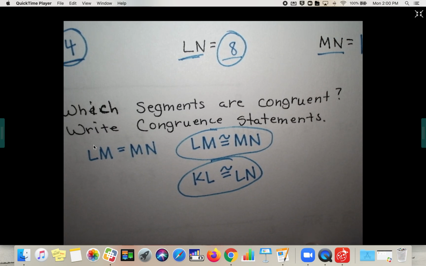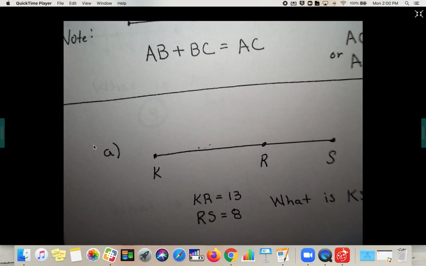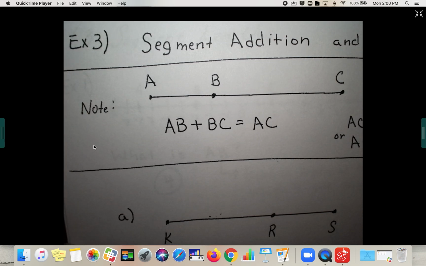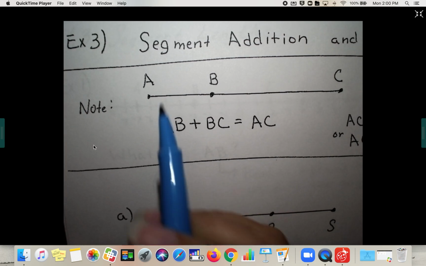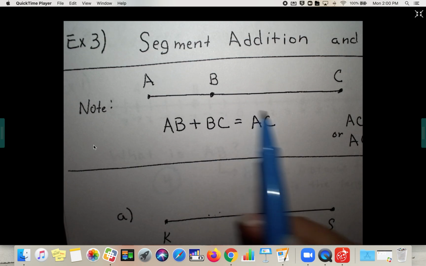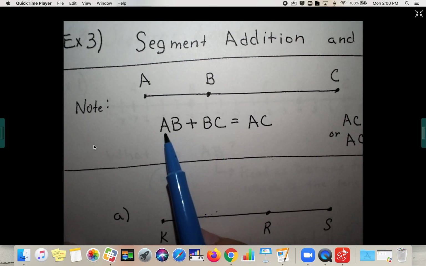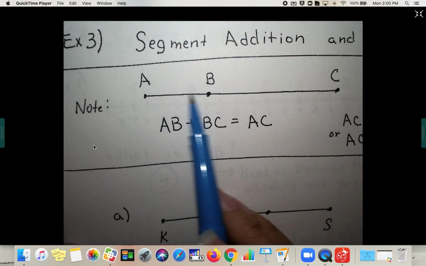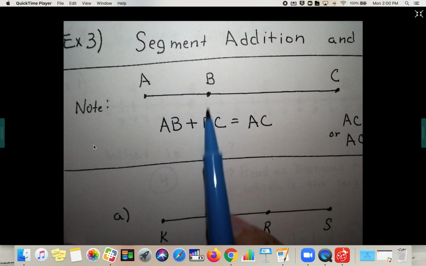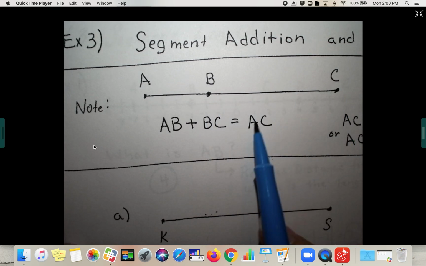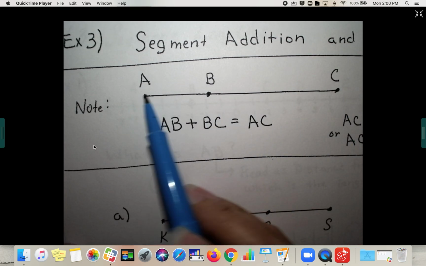All right, let's look at your last page. This is the segment addition and segment subtraction postulates. Postulate is a fancy way of saying a rule in geometry. So a rule. Okay, so this is very self-explanatory, but I want to point out what it's saying. It says from A to B, so this distance AB, plus the distance BC equals the entire distance, A to C.